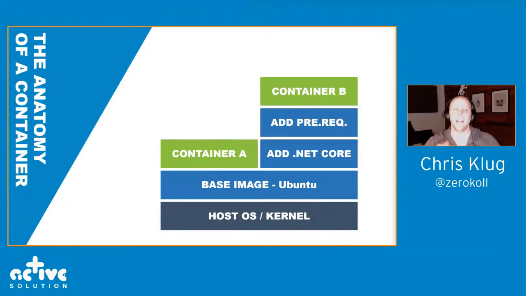So that means that each one of these layers will basically be a layer of a hard drive on top. So it starts out with all the things you need for an Ubuntu, and then on top of that, it adds everything you need for .NET Core, and then it adds everything else, and then it creates another last layer on top of it for the container B here. And inside container B, it is like I'm running Ubuntu with .NET Core installed and all the prereqs.